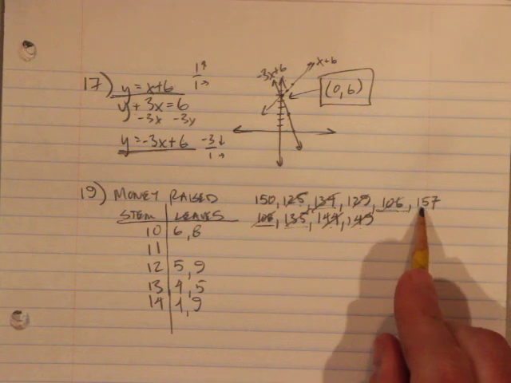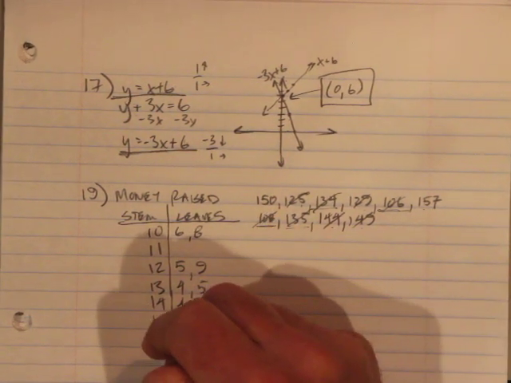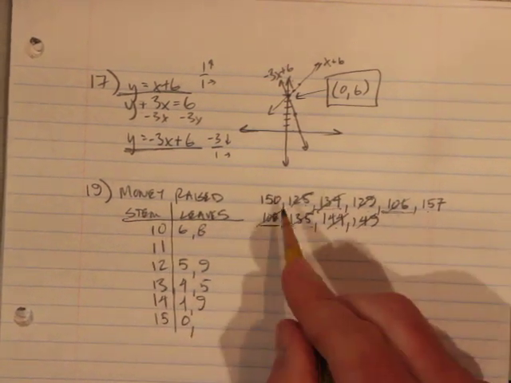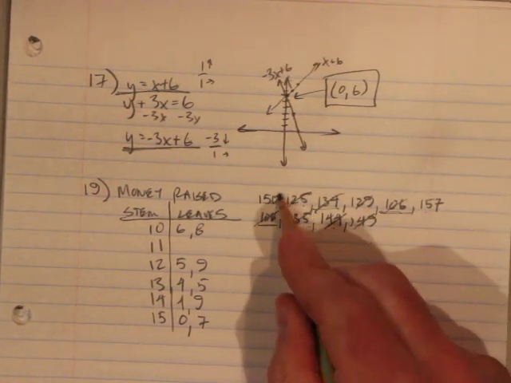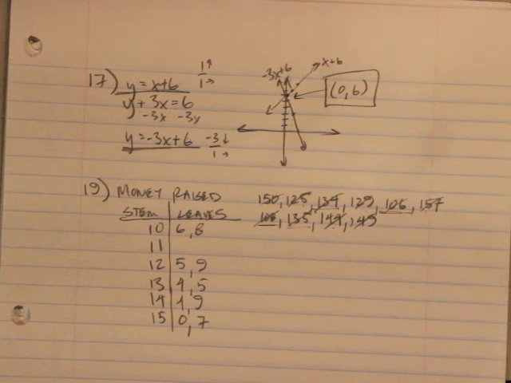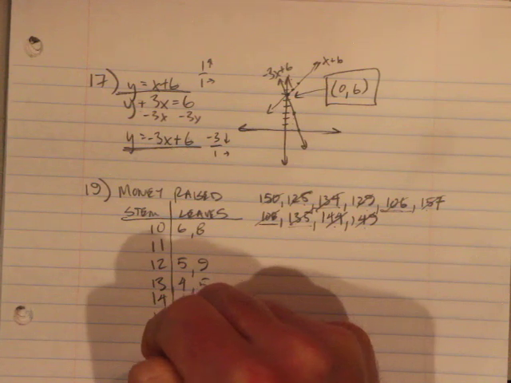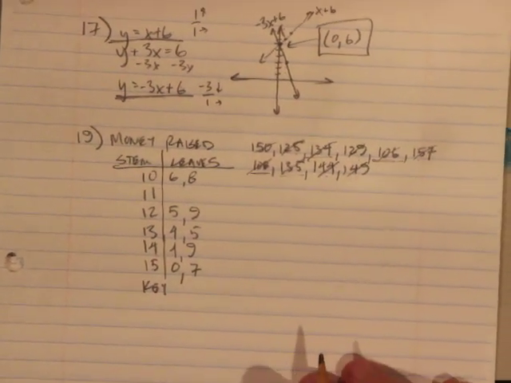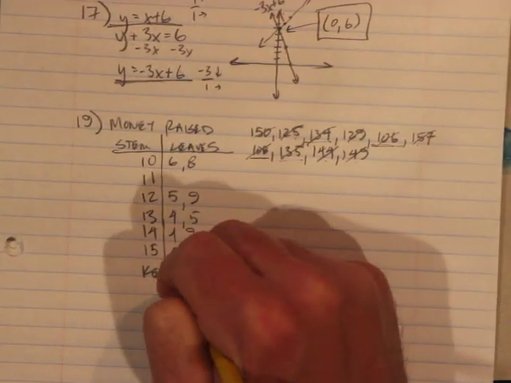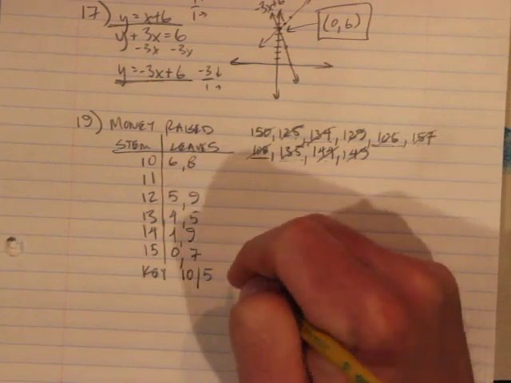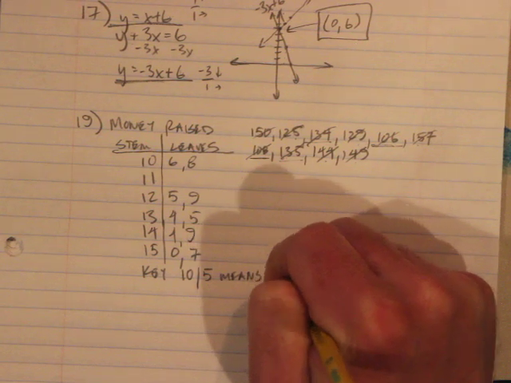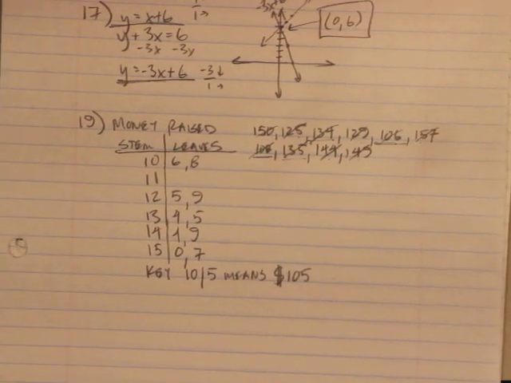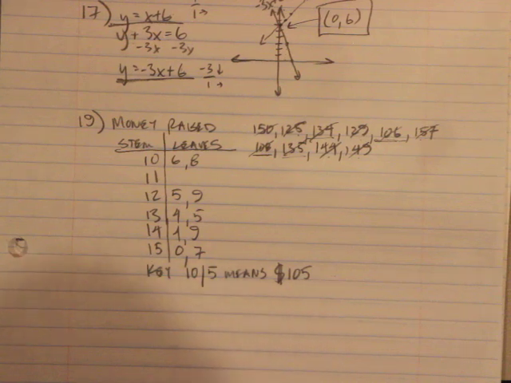And then last is 50s. I've got 150 and 57, 157. And that's it. And we have this key down here. I don't know if you need to write this, but we'll write it. The key is 10, 5 means $105. That's number 19. Number 21.